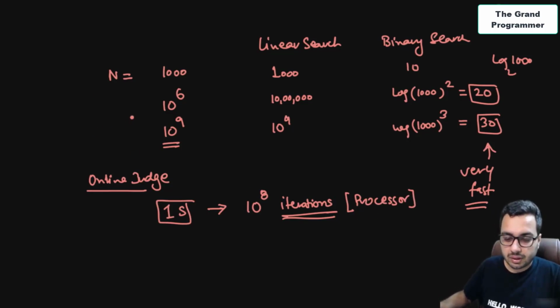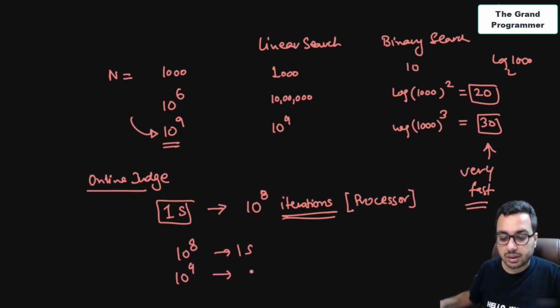So if you have a code in which you're doing a work of 10 power 9, and you're doing something in linear time, how much time are you going to take? 10 power 8 takes 1 second. That means 10 power 9 is going to take 10 seconds. And if your time limit is 1 second, then this 10-second code will not work and you will get a time limit exceeded error.